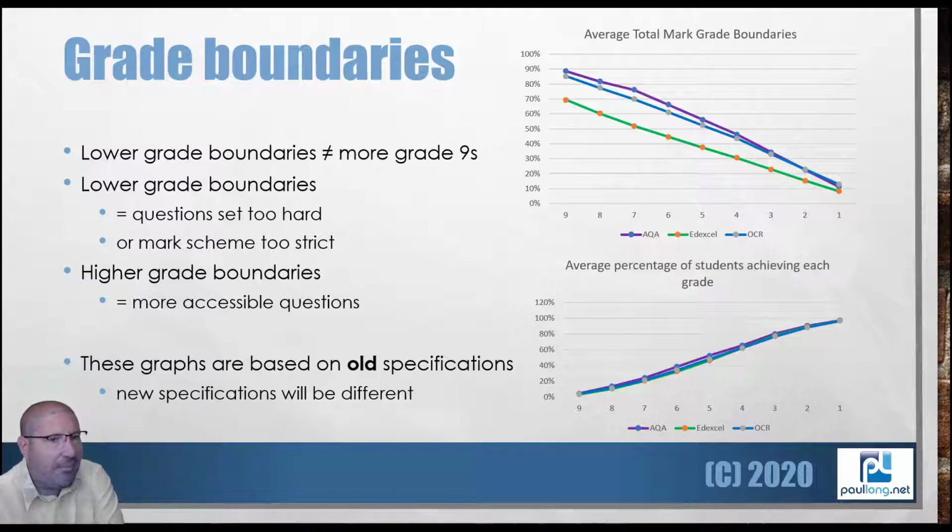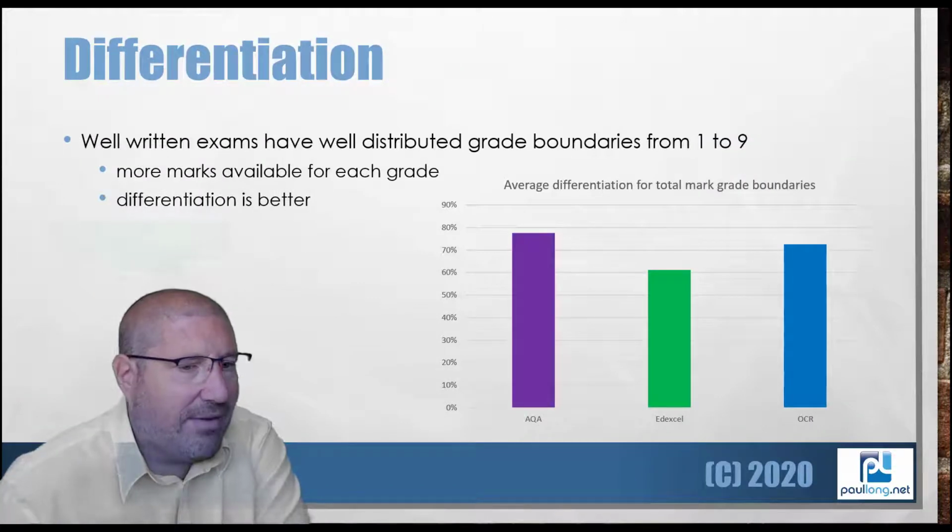Now bear in mind these graphs are based on the old specifications. The new specs will be different. AQA have added a lot more new difficult topics. Edexcel have sorted out all the issues that they had with their previous paper, and so I think Edexcel is going to be very similar to OCR's blue line, and AQA is probably going to come somewhere between Edexcel's green line and OCR's blue line. That's just a prediction from me, and it may not be correct. It's just me using my experience to make an estimated guess.